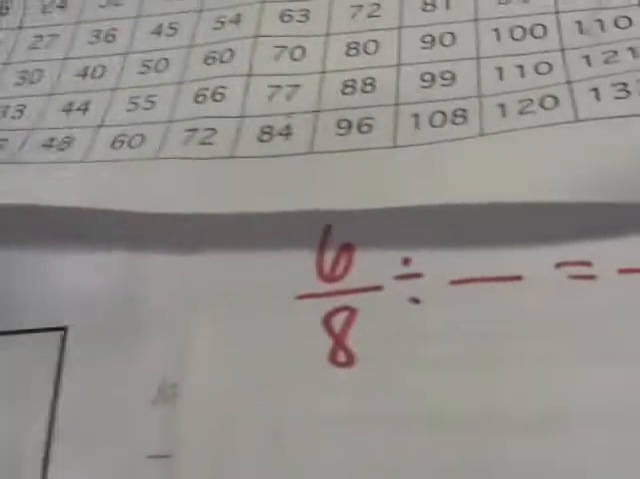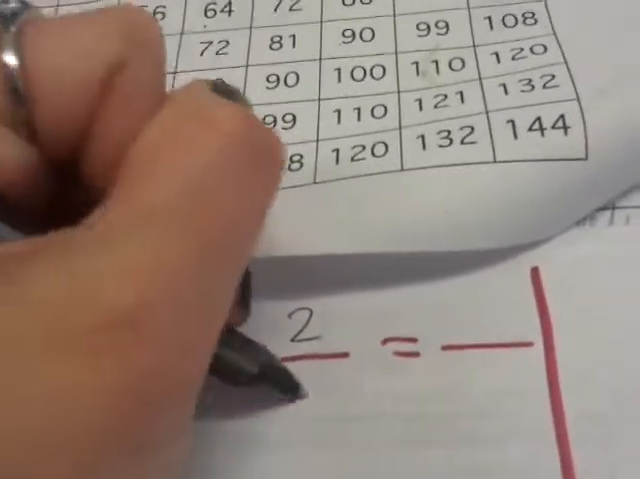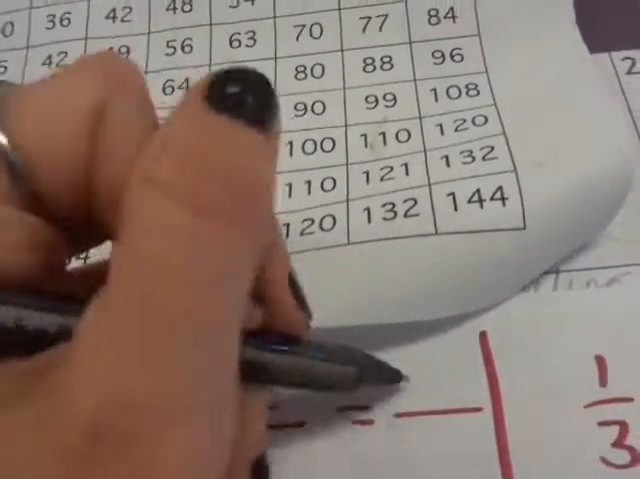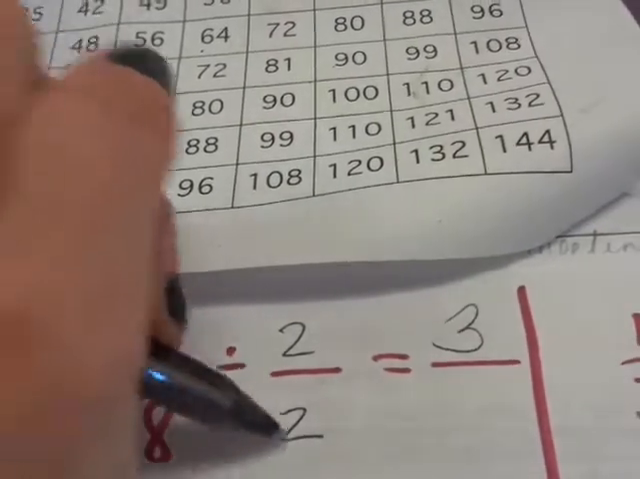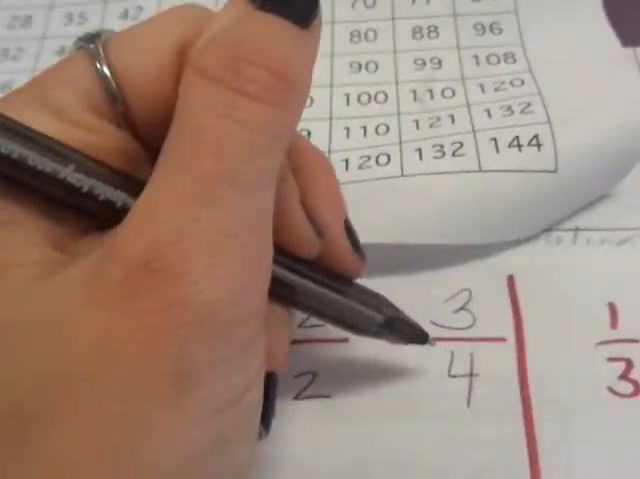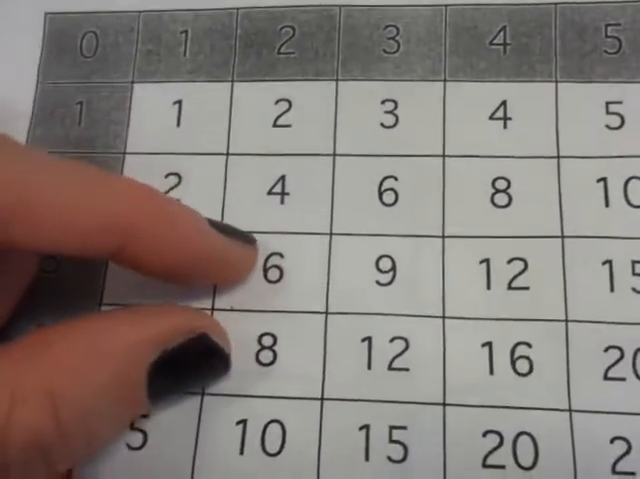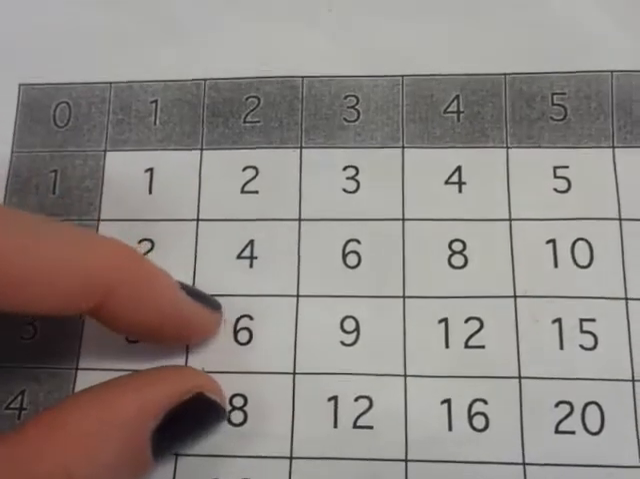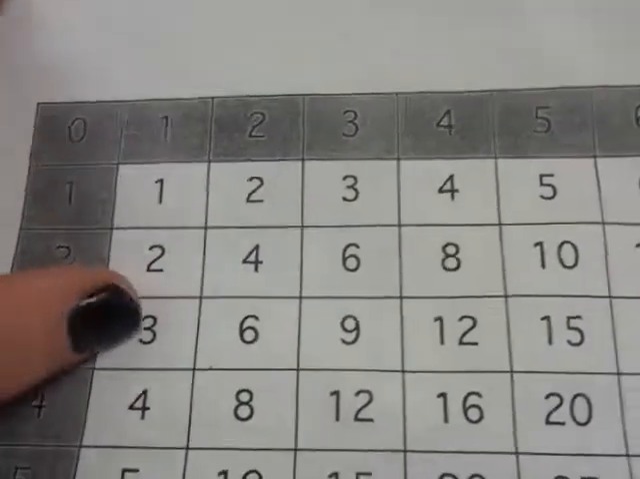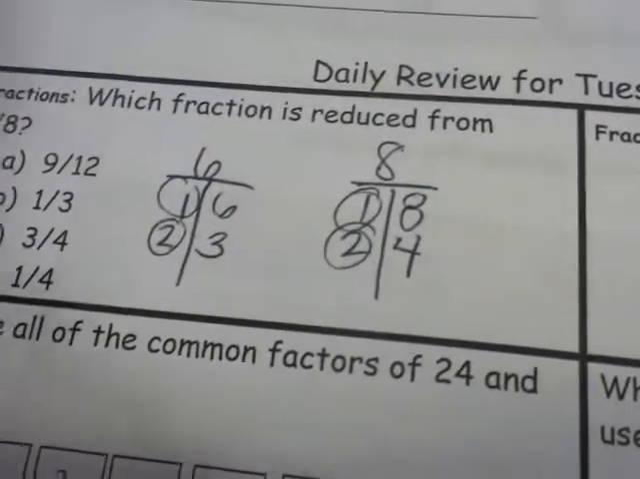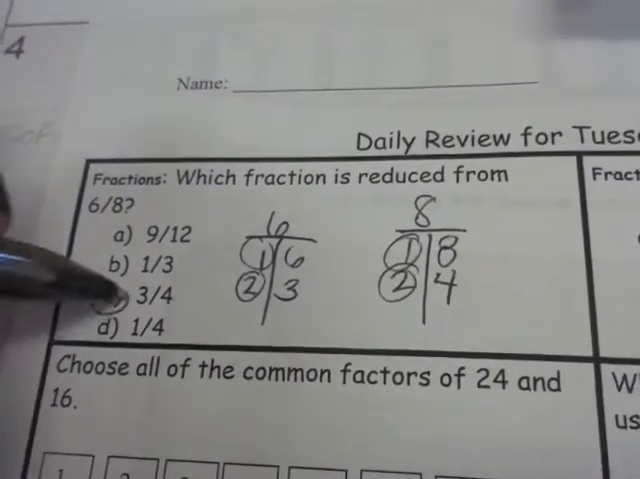So I take 6/8 and I divide it by 2 over 2. 6 divided by 2 is 3. 8 divided by 2 is 4. So 6/8 reduced to 3/4. I can also do that on my multiplication chart by finding 6/8. The GCF is 2. It reduces to 3/4. So my best answer is C, 3/4.